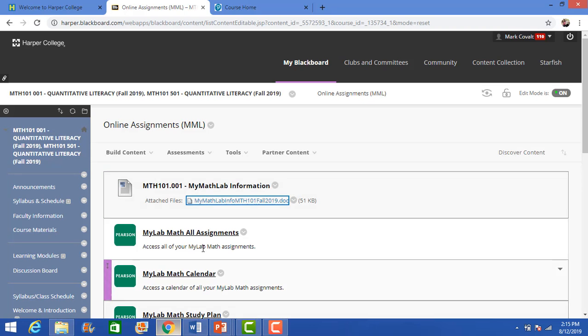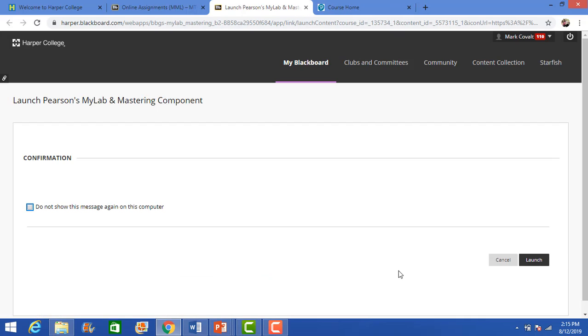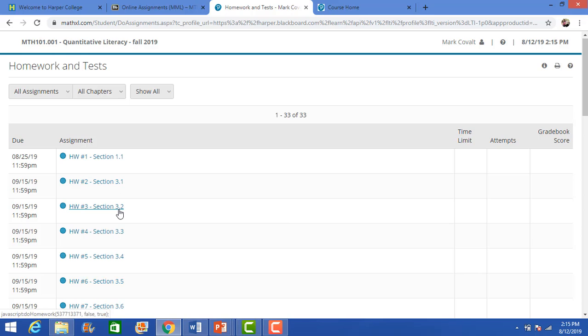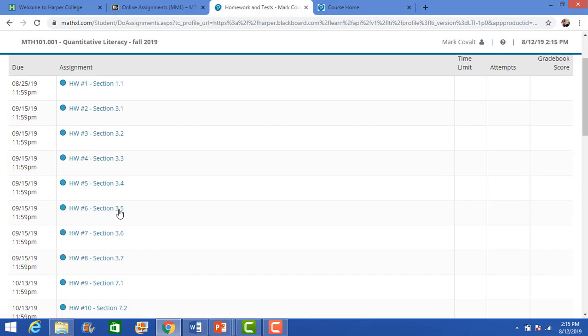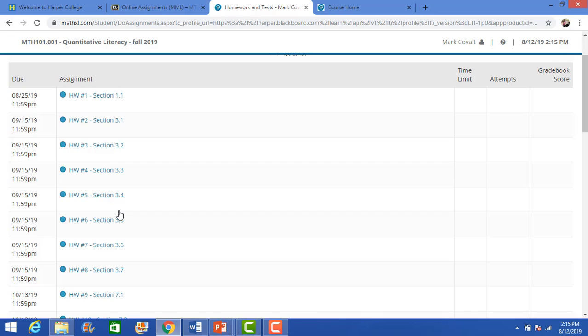Now here's where you would go for all my assignments. You'd click here and then launch. If it's your first time doing it, you would have to register. I've already done it, so I don't have to do it again. But once you register, it goes straight in. See how I didn't even have to log into My Math Lab? The first time you do this, you'll have to register.